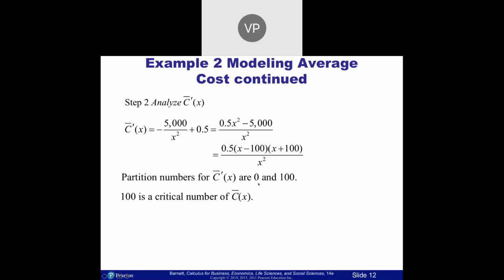0 is not part of the original domain, so it can't be a critical number. 100 is, so it is a critical number. That doesn't mean it's a maximum or minimum. It could be neither, but it has a possibility.